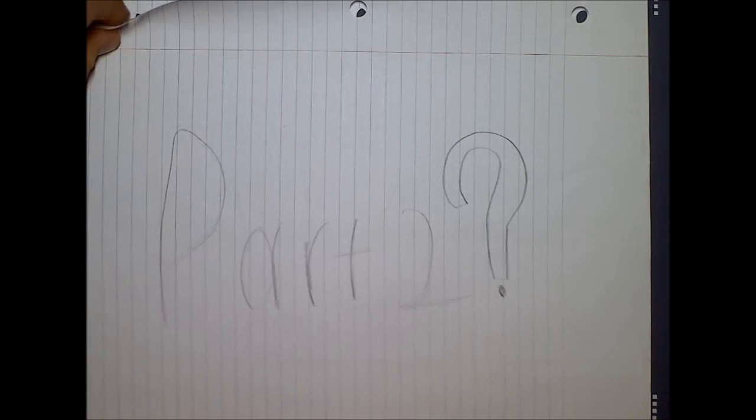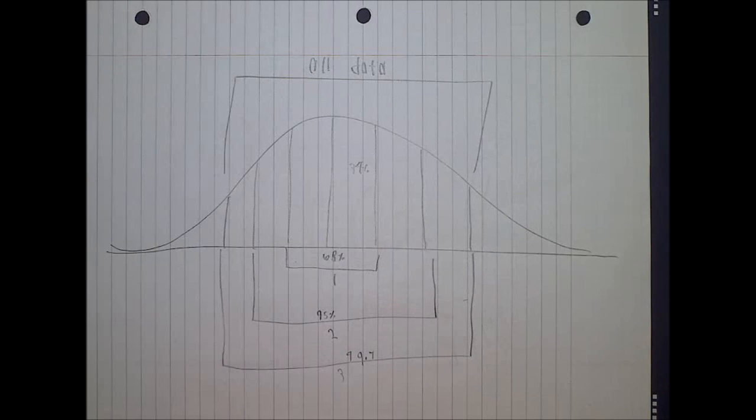So since we can't do part 2, let's do part 3. Part 3 is about empirical rule. Empirical rule is fun. So let's get into it. What is empirical rule? It is a statistical rule stating that all data is within 3 standard deviations during normal distribution. So that is the what and the when. When is it used? During normal distribution.